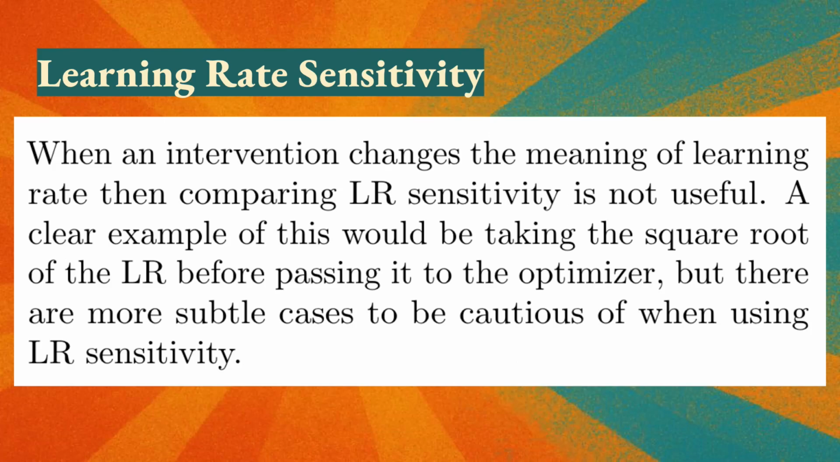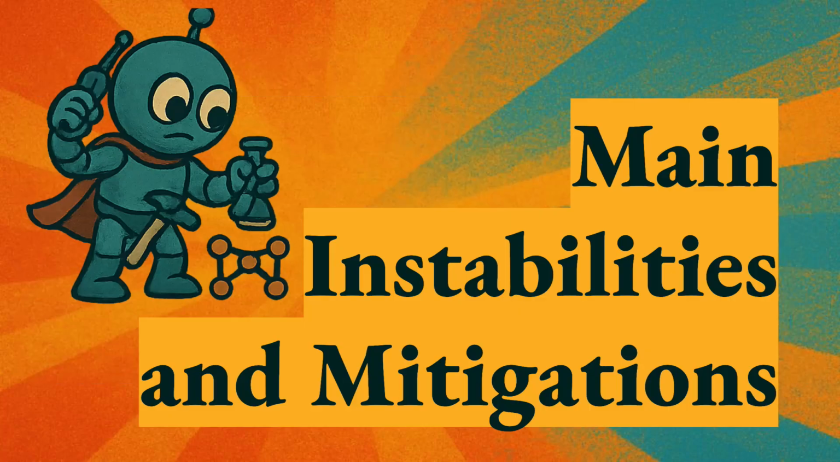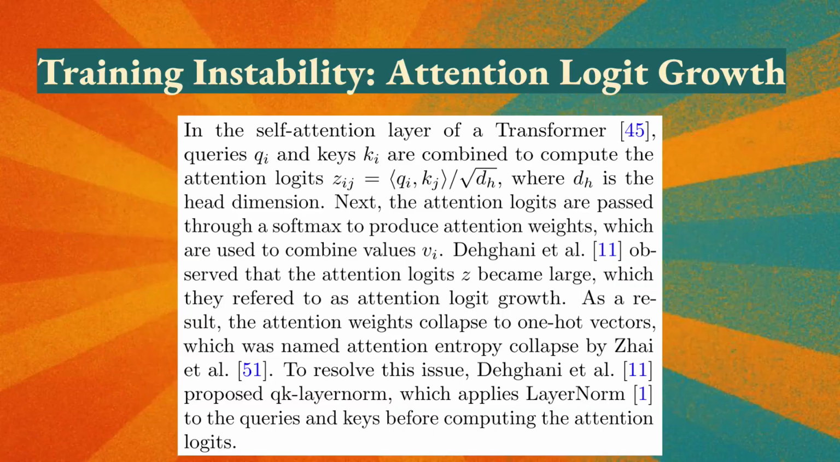They also mentioned that if there's an intervention, for example, if you're taking the square root of the learning rate before passing it to the optimizer, then LR sensitivity is not useful because now you're changing the meaning of what the learning rate is. Okay, so that's what we're going to focus on. We're going to look at a variety of loss curves as learning rate changes, and then we're going to look at the learning rate sensitivity as the number of parameters changes in their experiments. We're going to see what different instabilities look like on those curves, and then how different mitigations look visually on those curves.